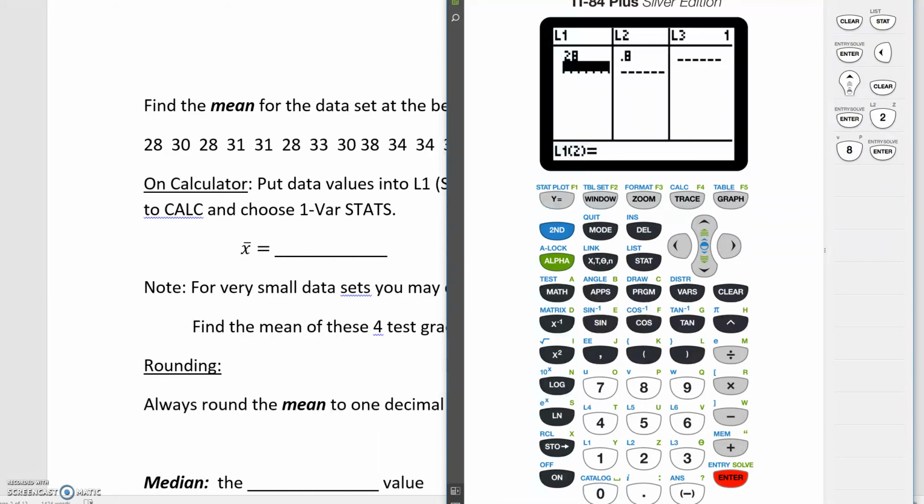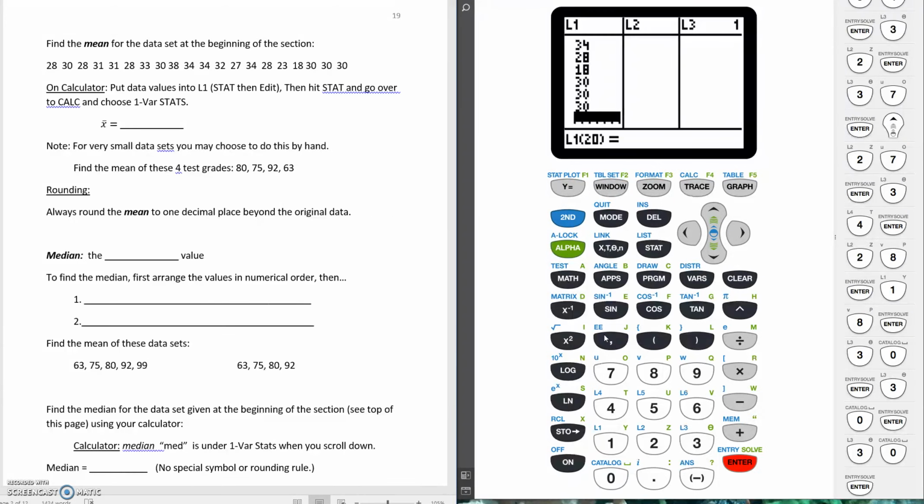I'm going to pause and put these all in so that you don't have to watch me do this. Okay, since I paused it, all I did was put those data values in. And you want to be really careful when you put those data values in. The mistake I see students most often make is that they have a wrong number put in.